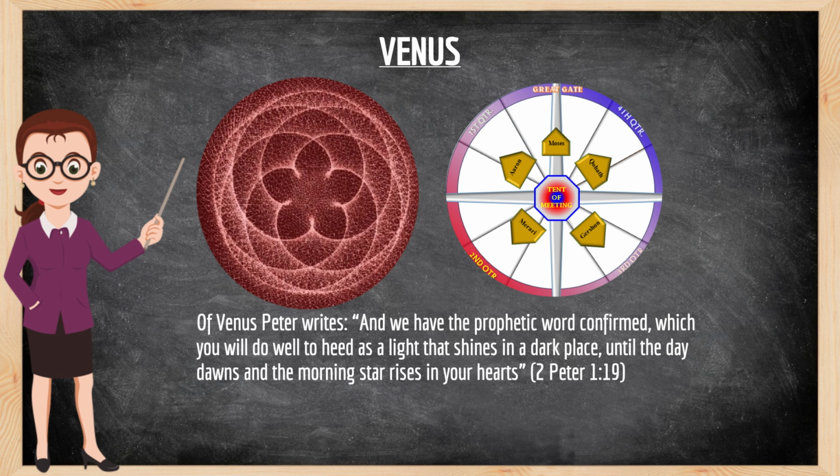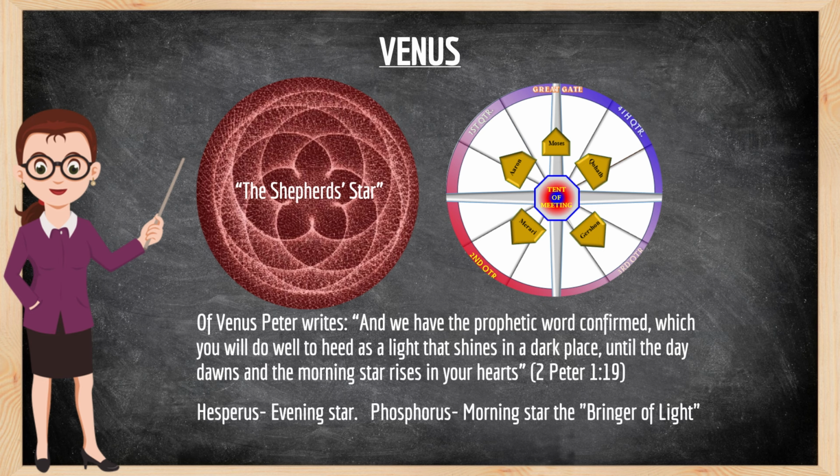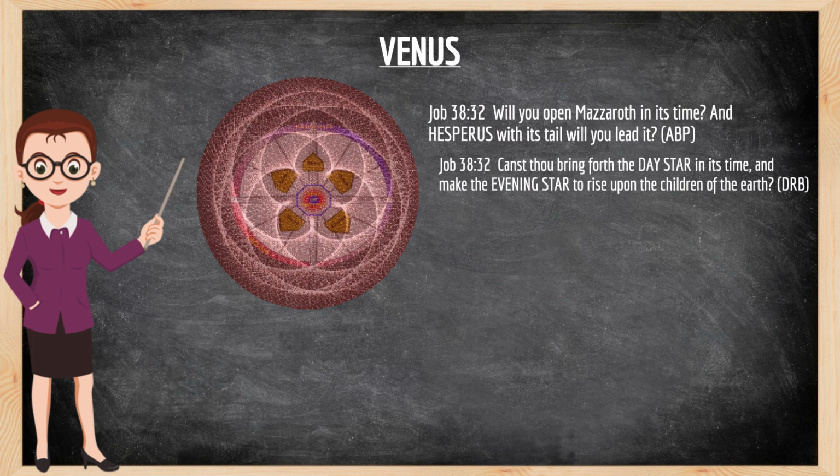Because Venus is one of the wandering stars, it is referred to as the shepherd's star, called by the names Hesperus as the evening star and the morning star Phosphorus, the light bringer. Job speaks of Venus. Job 38:32. "Will you open the Mazzaroth in its time, and Hesperus with its tail will you lead it?"